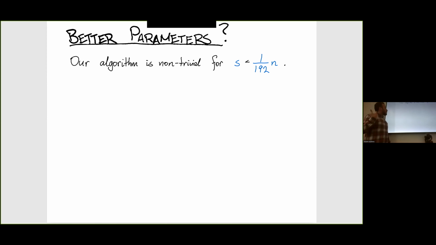Now you might ask, well, can you do better? Can you get better parameters? Could you let S be larger and still get some kind of non-trivial algorithm for PIT? It turns out you probably can't, at least not by much.